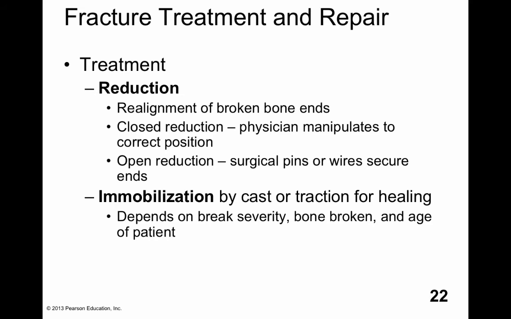Now there's also what's known as reduction, and this is when they realign broken bone ends together, and there's both closed and open. Closed reduction means that the physician doesn't have to actually do anything but manipulate it to the correct position. An open reduction is when they actually have to put in surgical pins or wires because it's broken in such a way that they need to secure the ends to make sure that it heals right. And a lot of times they can use these together.